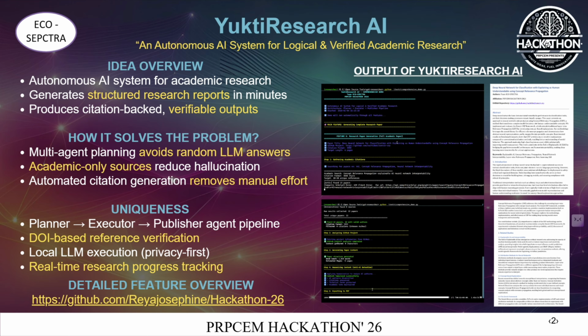Beyond that, researchers today face information overload. There are thousands of papers available, but no efficient way to quickly identify what is credible and relevant. Most AI tools generate content that sounds confident, but they don't tell you where the information actually comes from. In many cases, the citations look real, but the DOI doesn't exist. The authors are wrong, or the paper cannot be traced.